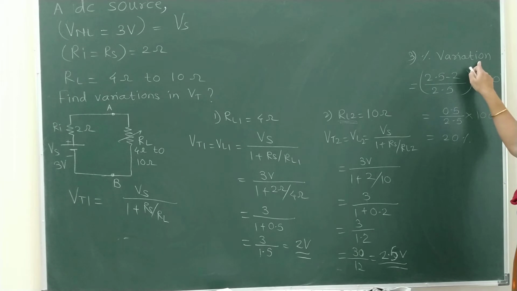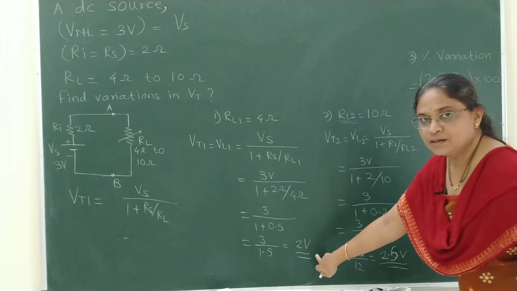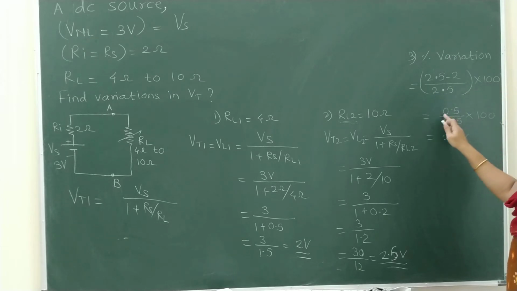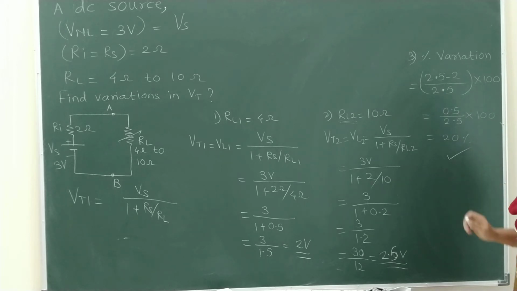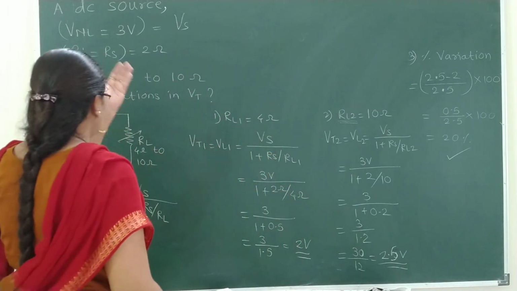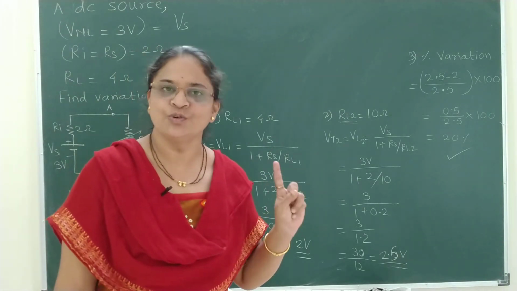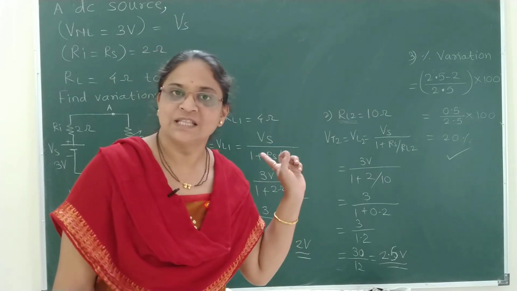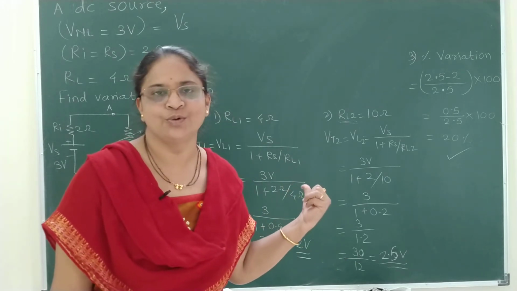So how to find the percentage variation? How much is the maximum voltage appearing? 2.5 volt minus the lower voltage level 2 volt, upon the maximum voltage level 2.5, into 100. So 0.5 upon 2.5 into 100. So 1/5 part of 100, that is nothing but 20% variation. So in this case, if RL is made larger as compared to the source resistance, then only it is possible to have VL equal to Vs. That type of logic we have to develop according to these numericals. So this confirms our theory concepts. For that, we have to do numericals.